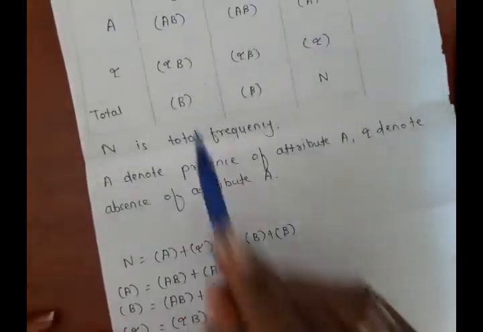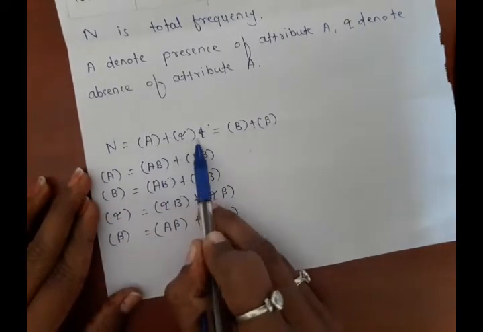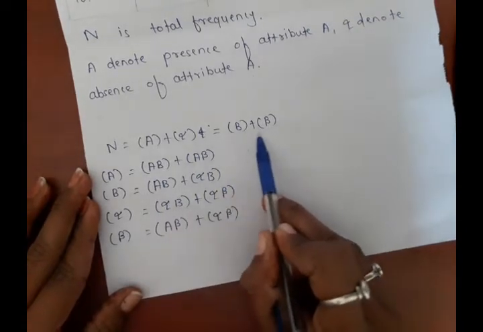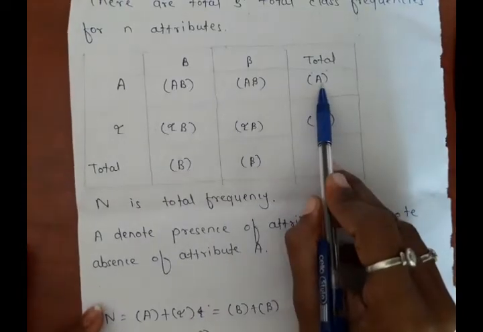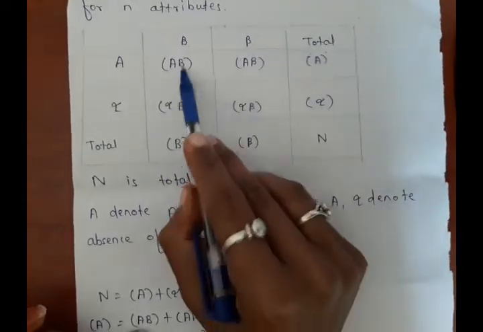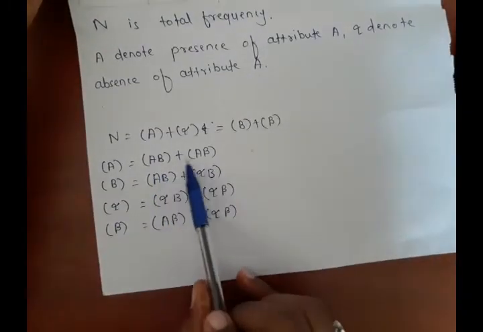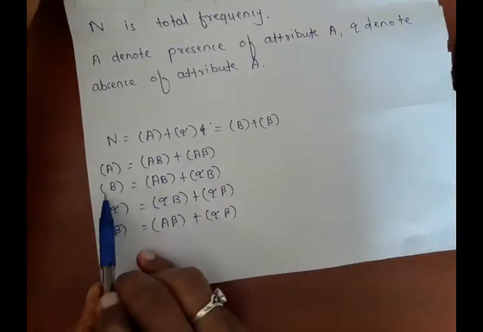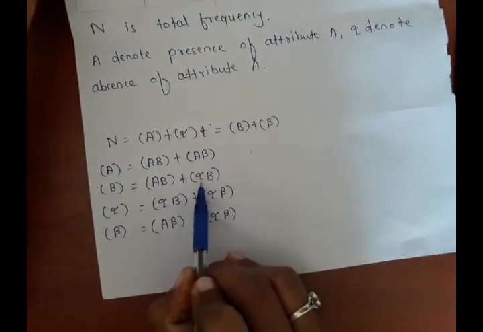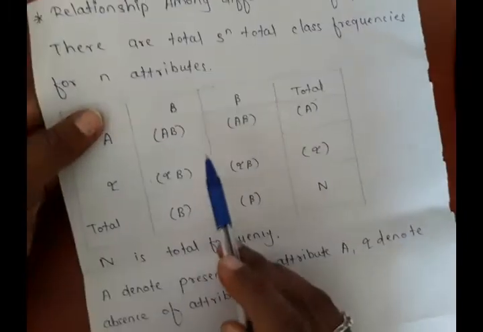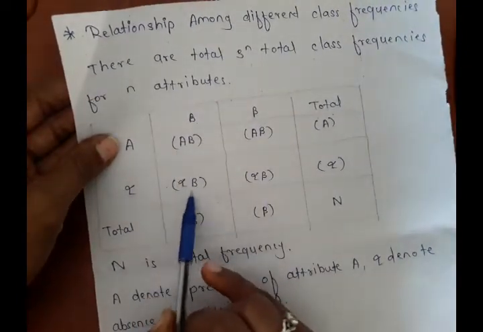And from this table, we notice that capital N is equal to (A) plus (α), which is equal to (B) plus (β). And (A) is equal to (AB) plus (Aβ). Similarly, (B) is equal to (AB) plus (αB).